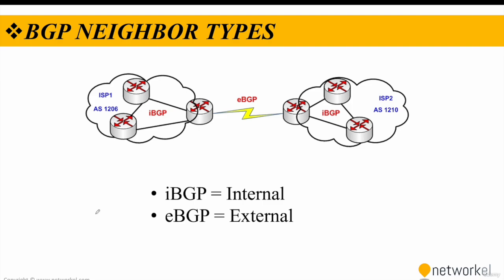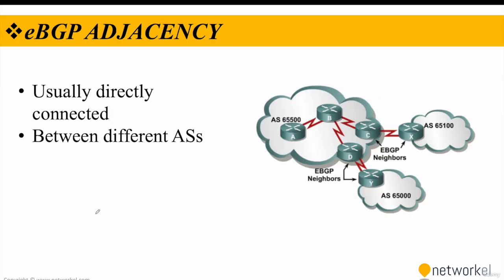I just want you to be aware of something which is important. In BGP, neighbors do not have to be directly connected to each other, guys. So let's start with eBGP adjacency. eBGP adjacency refers to the relationship established between BGP routers in different autonomous systems.